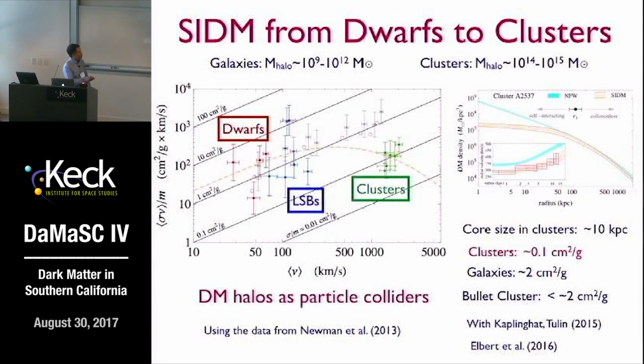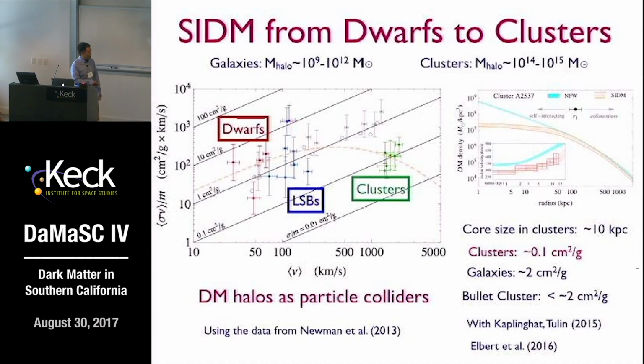So what you find is that for clusters, you have to go to 0.1 to make everything work. Although you do see cores, the core size is pretty small. It's on the order of 10 kpc. If you have a cross section of, let's say, 1 centimeter squared per gram, the core size would be 100 or 200 kiloparsec, which is inconsistent. So with Drew's data, we actually derived the strongest bound on the cluster scale. It's like 0.1, which is one order of magnitude stronger than the typical Bullet Cluster limit.